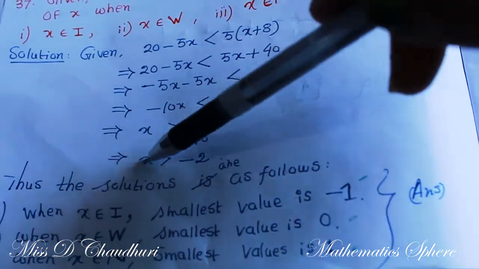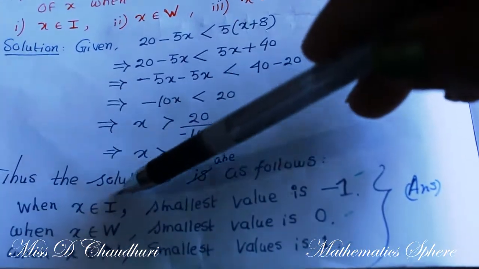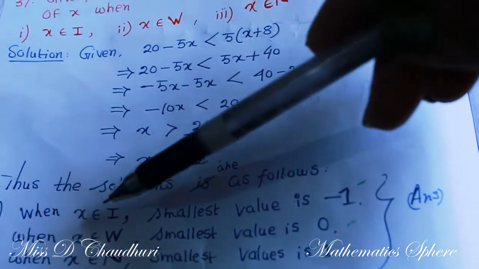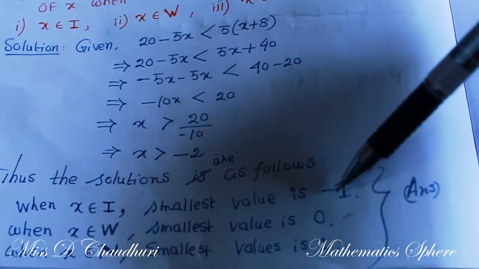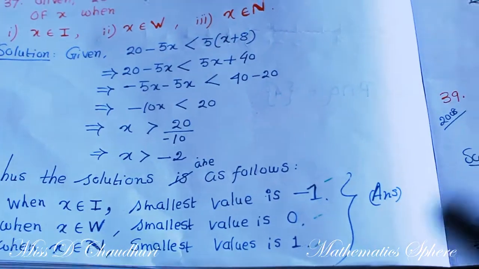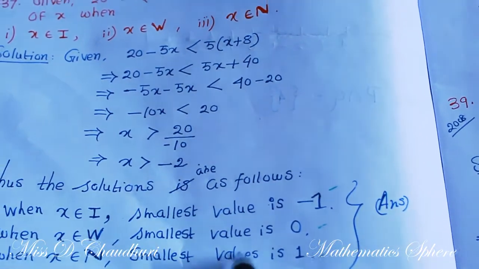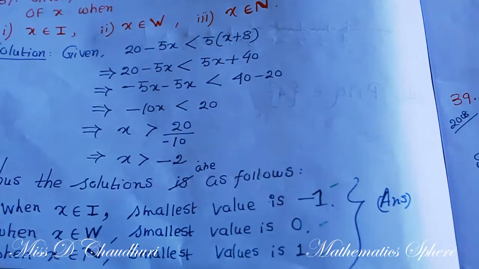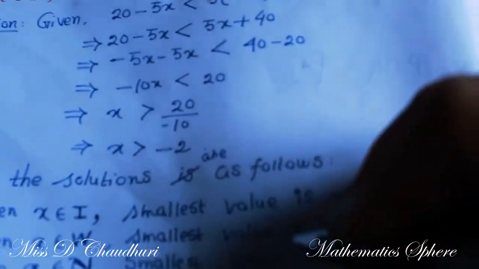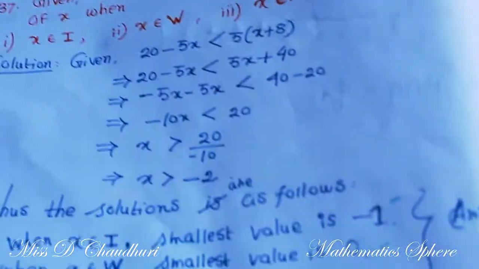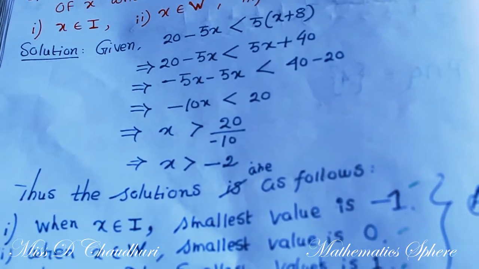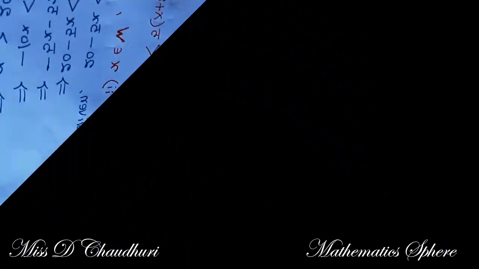This is common for all the questions, but according to the replacement set, the answers will come. If the replacement set is I, the solution will be -1. If the replacement set is whole number, then the solution will be 0. If the replacement set is natural number, then the smallest value will be 1. Okay, this is one type of question. Let's see the next question.